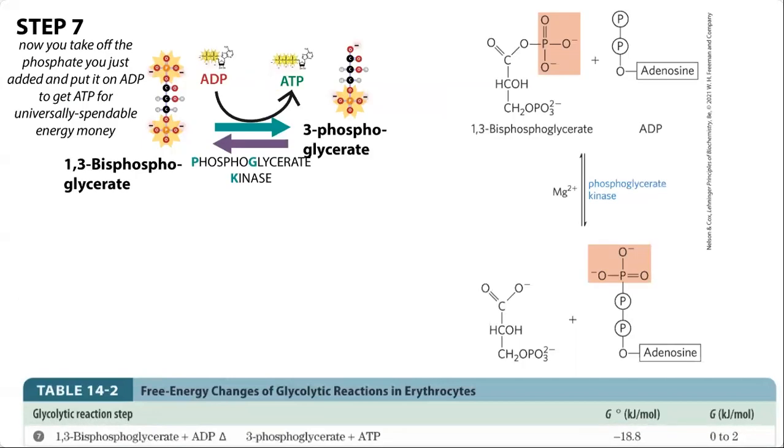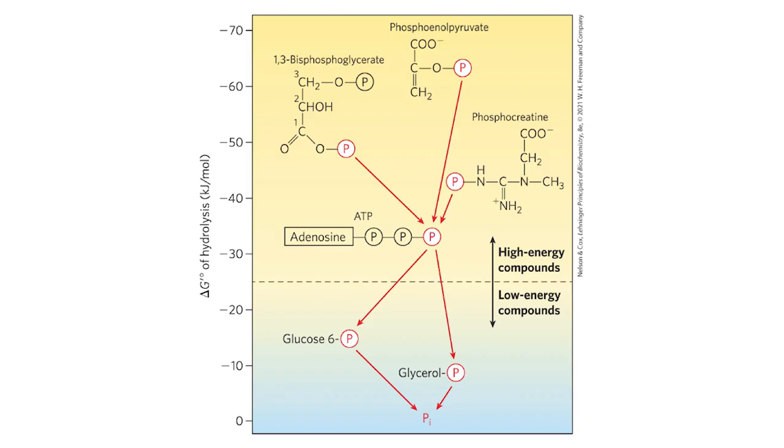Well, we're not just cutting it off. Instead, we're going to be adding it onto ADP to give ATP. So why could we do this? Well, it turns out that we're making a more energetically high energy phosphate bond than we would have with ATP. And so we're able to add this phosphate group onto ADP in order to get our 3-phosphoglycerate.